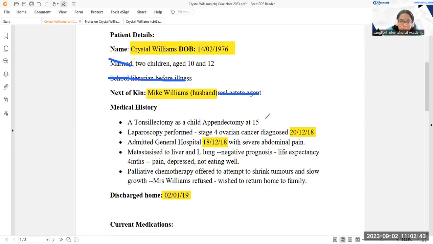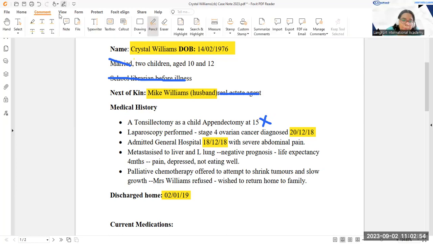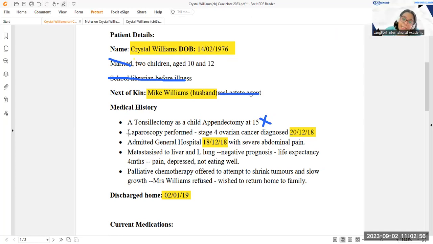Now, what about tonsillectomy and appendectomy? Should I include those? No need. And what about laparoscopy? Should I tell the reader that the patient underwent a laparoscopy which revealed a stage 4 ovarian cancer diagnosis? Diagnosis is important. Of course, I need to put stage 4 ovarian cancer, but laparoscopy and the exact date of diagnosis, is it important? No. But if you want, you can mention the month. It was diagnosed last December.